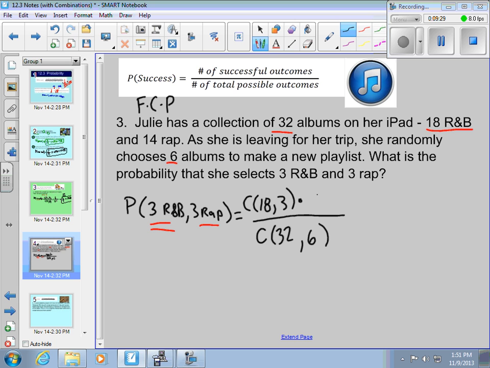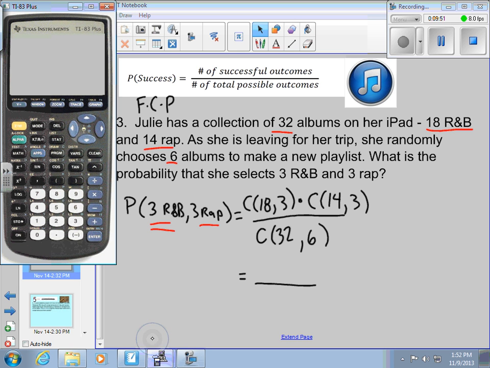Now we've got to do the same for rap. So how many rap albums does she own? She's choosing from 14 of them. And again, it says she's choosing 3. So if we can simplify this, we should be able to find out what the probability is that she selects 3 of both of these.